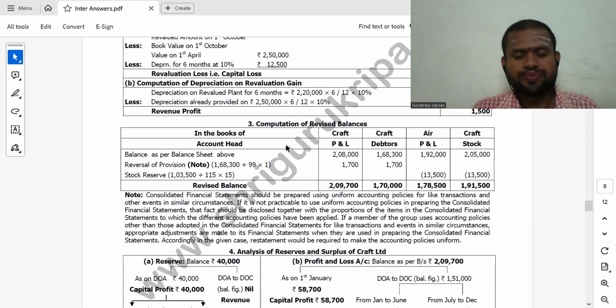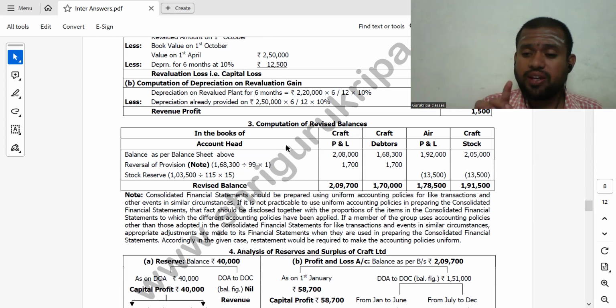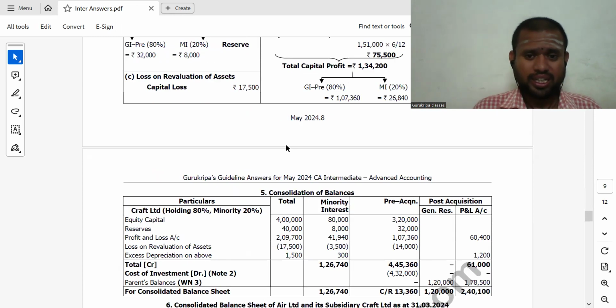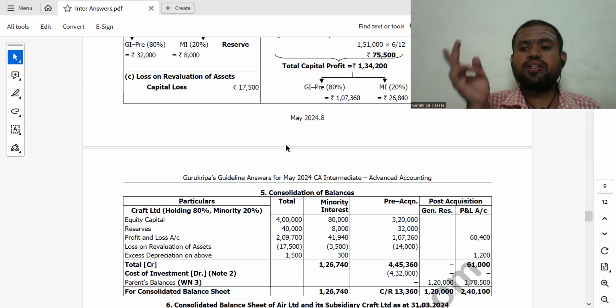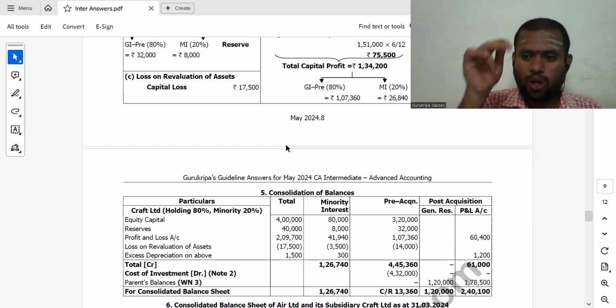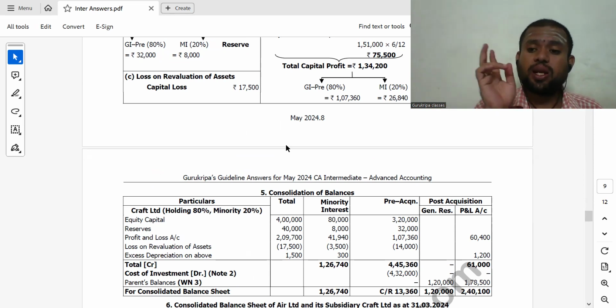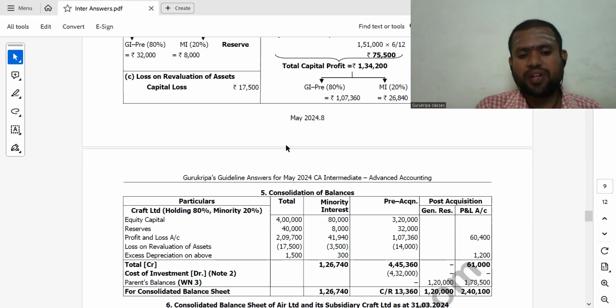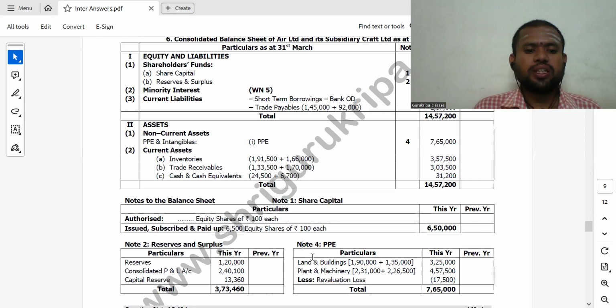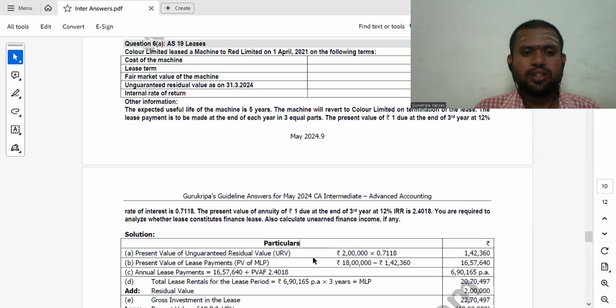one more thing here. Normally revaluation gain will come. Here a revaluation loss is there. So please take care there. Revaluation loss means you have to reduce the book value. Depreciation already provided is more, that you have to reverse. So normally gain will be added and additional depreciation will be deducted. Here it is reversed, the opposite.